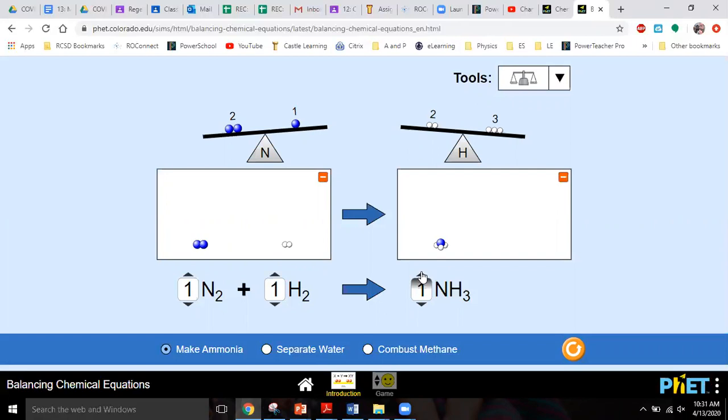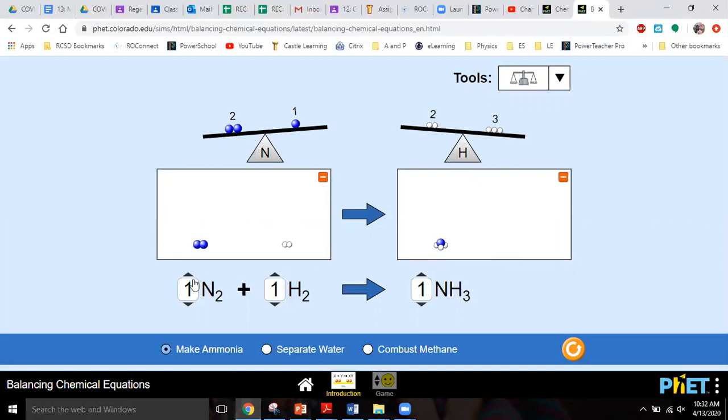Now, the point of this whole activity is to help you understand the concept of the law of conservation of mass. That means that the mass of the chemicals you start with needs to be the same as the mass of the chemicals you end with. Atoms aren't just created or destroyed. So the atoms you start with are the same atoms you end with. All that changes is how they bond to each other.